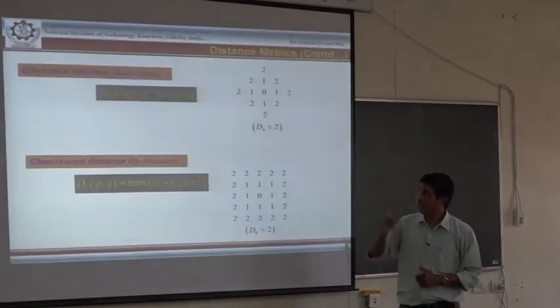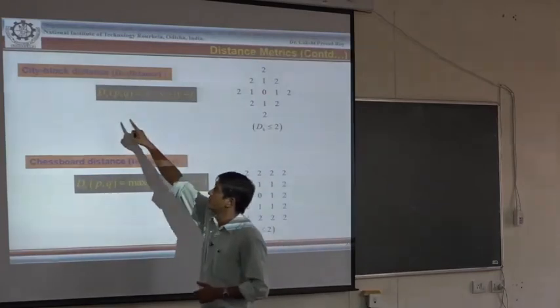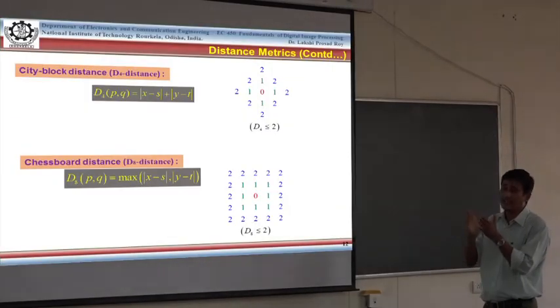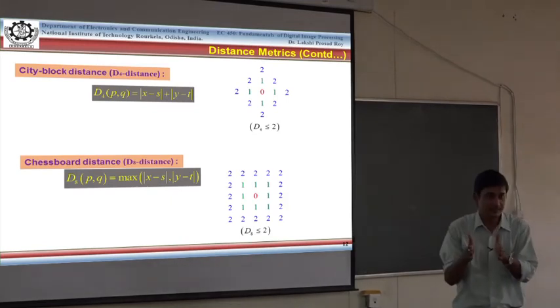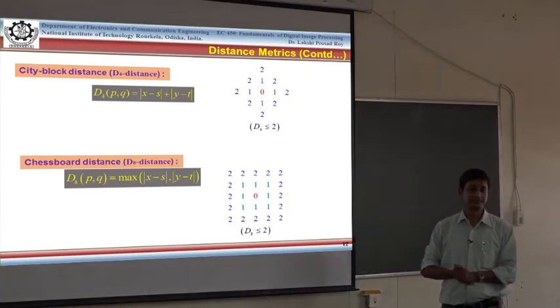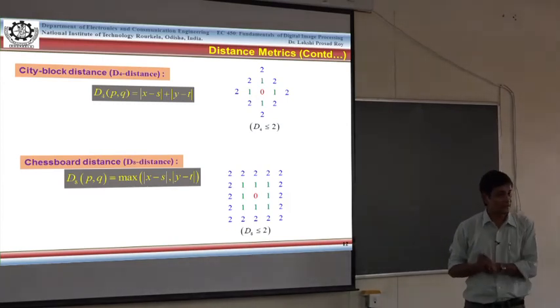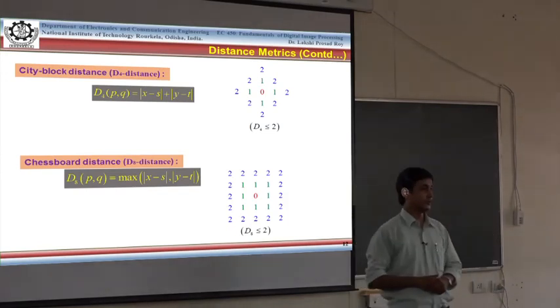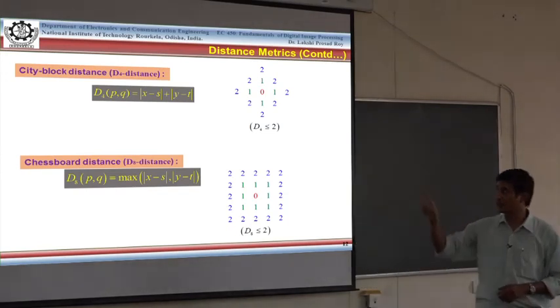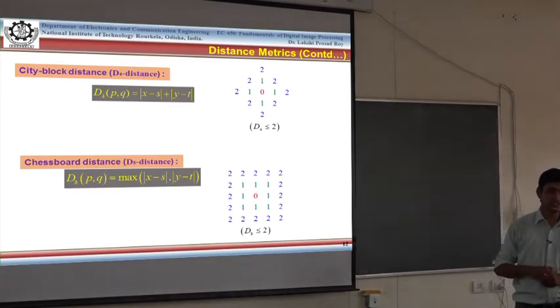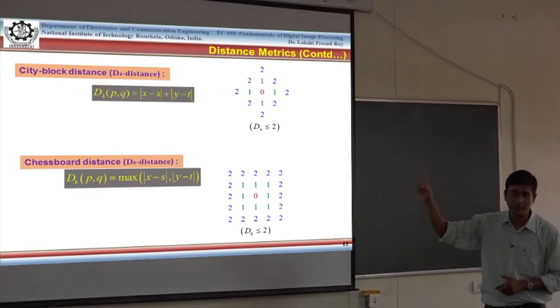Okay. So, if you want to find D4 of P, Q, in that case you have to take the mod of x minus s, plus the mod of y minus t, and simply add them. If you find that distance, that will be called the D4 distance between 2 pixels P and Q, who have the coordinates x comma y and s comma t. This is the definition of D4 P comma Q.